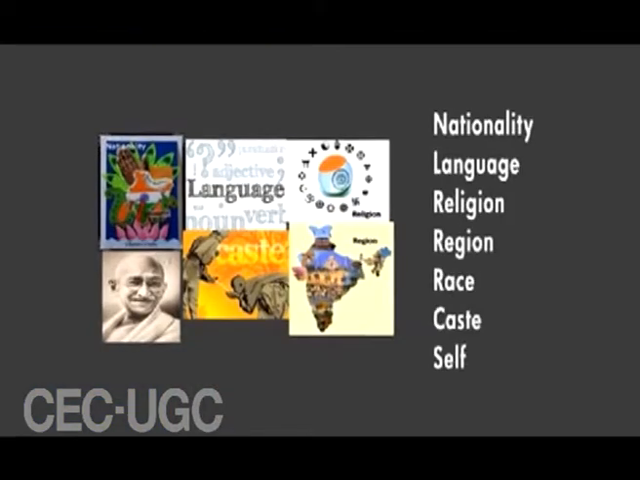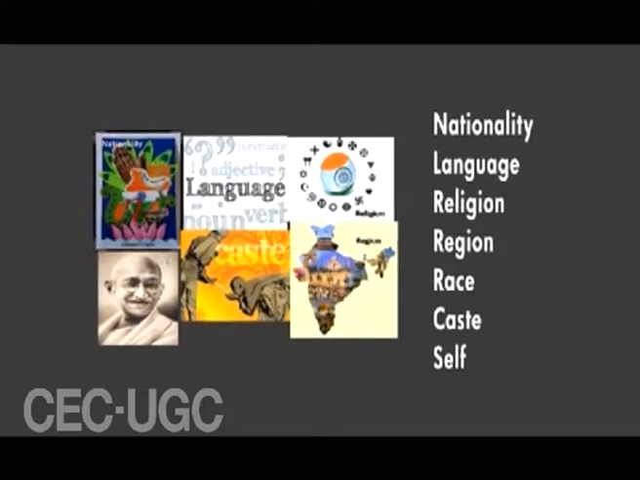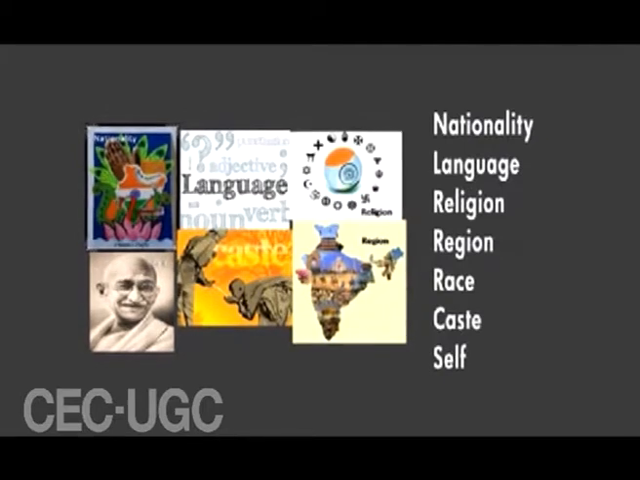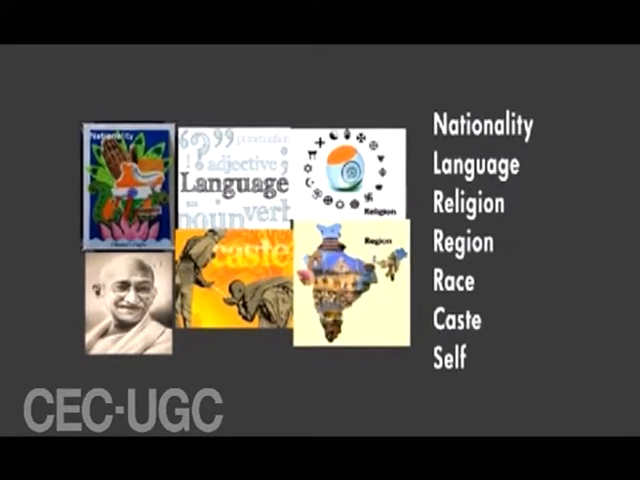Now, let us understand the term ethnic identity. Ethnic identity follows an arrangement to understand it easier. The basis of ethnic identity is nationality, language, religion, region, race, caste and self. Now, we have seen all the terms that deal with ethnic relations. Ethnic relation is the basic form of identity by which an individual defines himself and others.